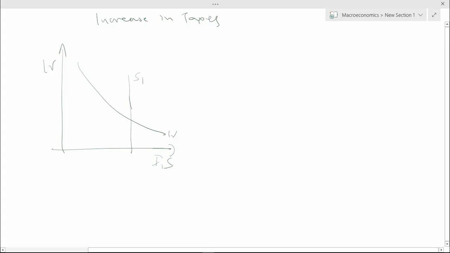So this is S1 point R1. Now we have seen there is a change in the savings, so the savings curve would go left. This is the new savings curve. This is R2. So R2 now is greater than R1. So as you increase the taxes, the savings reduces and the investment demand goes up. R2 is greater than R1. So as the interest rates go up, as IR increases, investments go up.